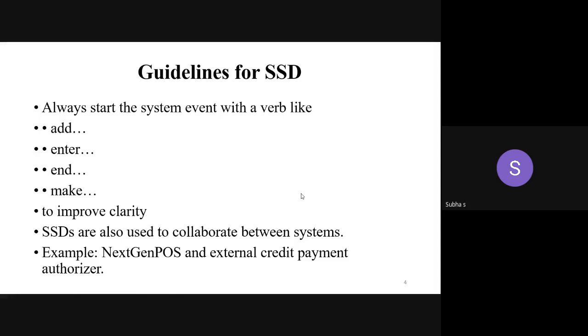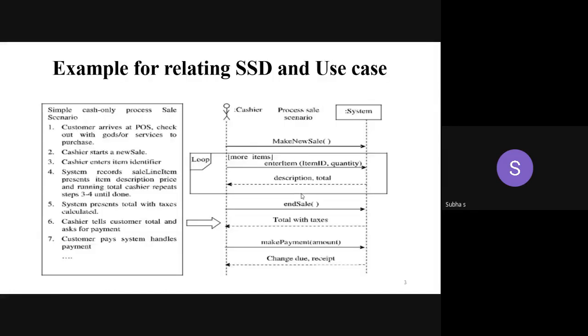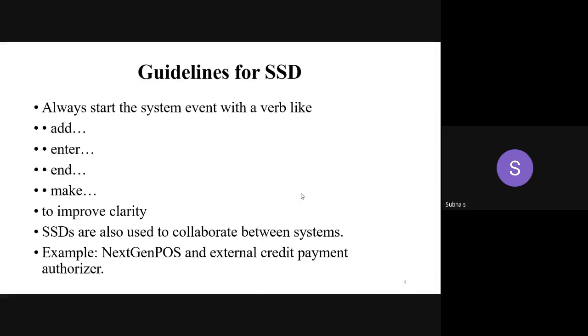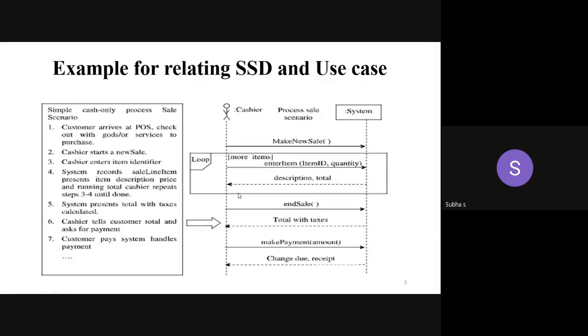All these verbs are used to improve clarity only. By looking at the system event itself, we have to guess what process actually takes place between those two objects. So we have to easily understand. So mainly it is for improving clarity. And also it is used to collaborate between the systems. A variation of the sequence diagram is called what? Collaboration diagram.